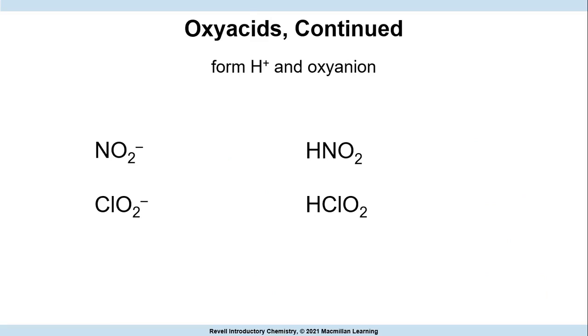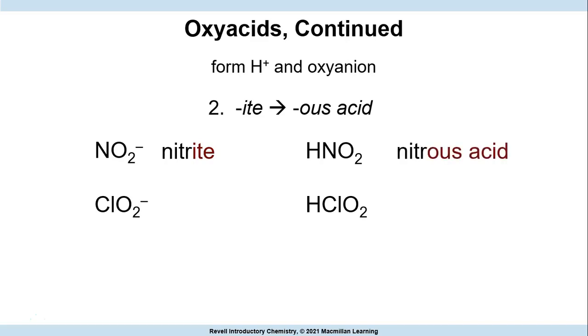Now let's look at the oxy acids with different numbers of oxygen atoms. We just saw the nitrate and the sulfate. Now let's look at the nitrite. For the nitrite, the ITE will be converted to OUS. Then we add acid. For example, the nitrite will be called nitrous acid. The ITE is converted to OUS to give us nitrous acid. Here we have the chlorite. It's going to be chlorous acid.